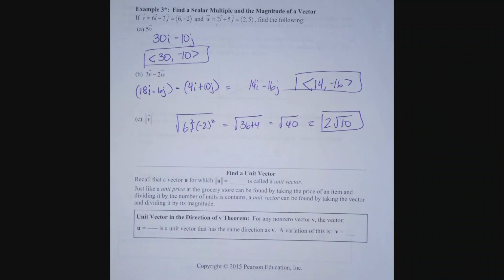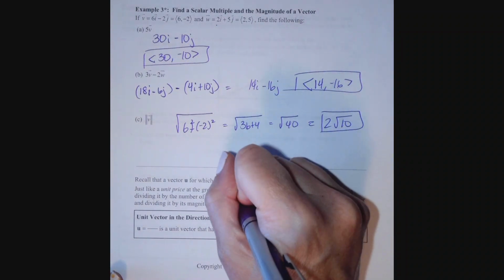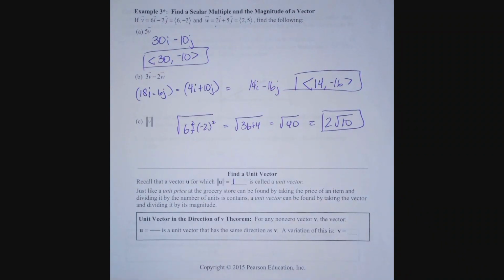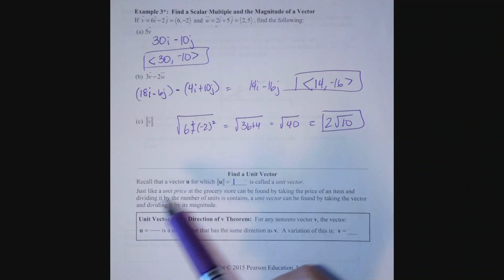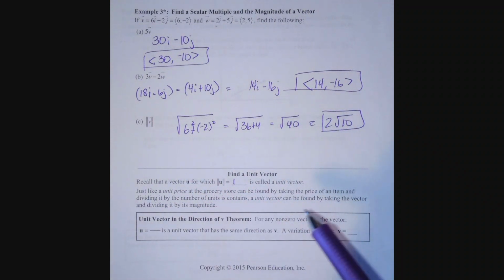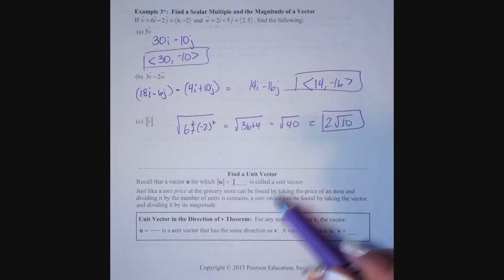Alright, finding a unit vector is actually the last thing we're going to do. Recall that a vector u, for which my magnitude is 1, is called the unit vector. Just like a unit price at the grocery store can be found by taking the price of an item and dividing it by the number of units. For example, if you're trying to figure out which can of tuna is the cheapest, the small one or the big one, you figure out the price per ounce. You don't necessarily look at the price per can. That gives you a unit price.